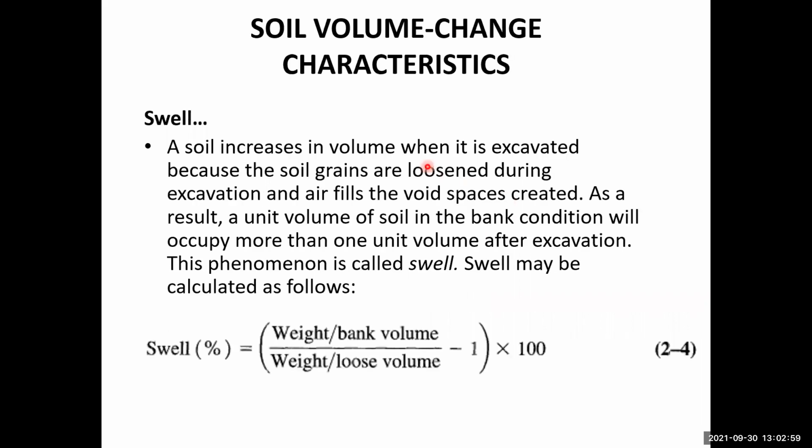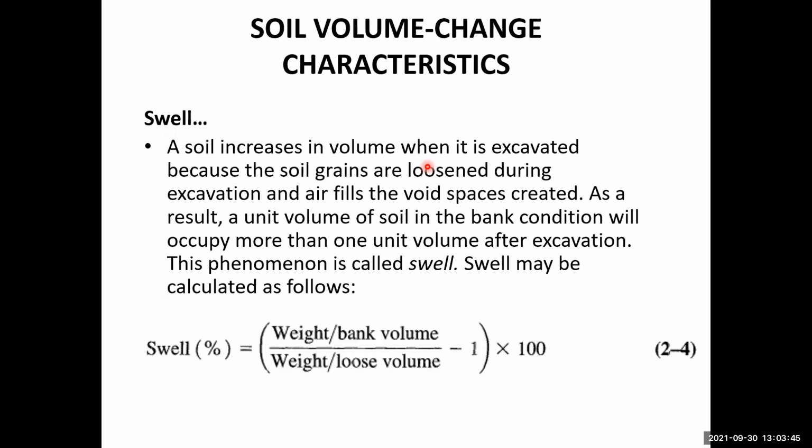So swell happens because if the soil is in its natural state, and when you excavate it, you can see that when the soil is in its natural state, the soil is confined from all sides. Okay, so when you remove the soil from its natural state and put it into the dump truck, that confinement has been removed. So when that confinement has been removed, then that soil can expand. The spaces between the soil particles can be filled with air, and then that expansion in the soil is called the swell.